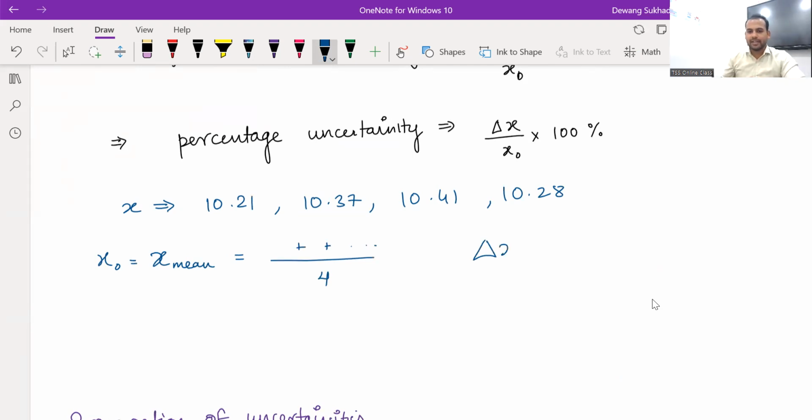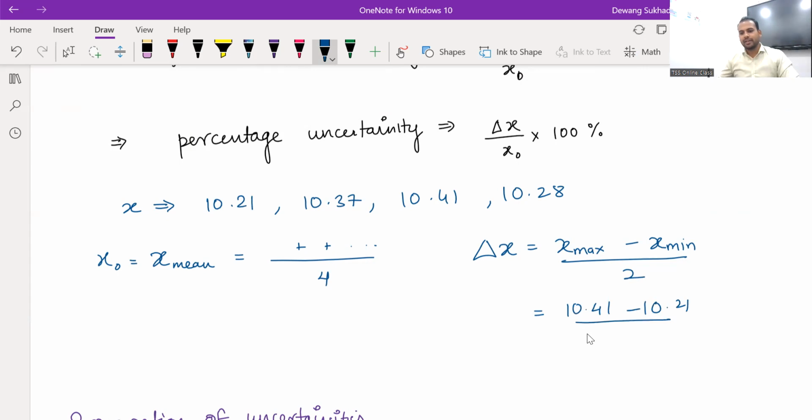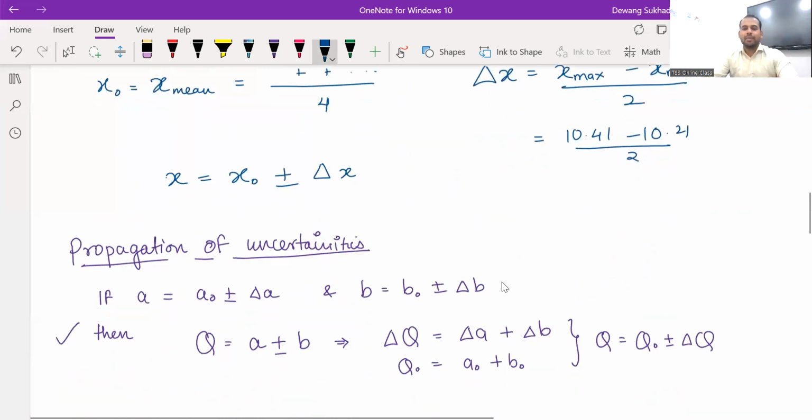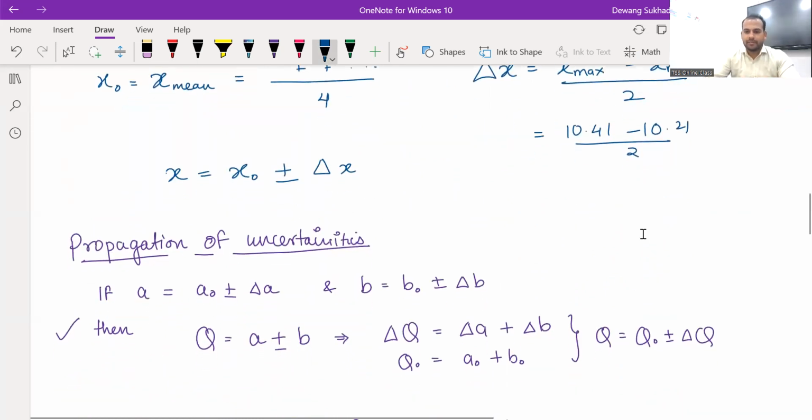While you can get the uncertainty by taking the max reading, the max value and the minimum value, and then divide it by 2. So here we can see that the max value is 10.4, while the minimum value is 10.21. We can take that. So that's how we can find it, and finally I can write my answer in the form of this. Okay.